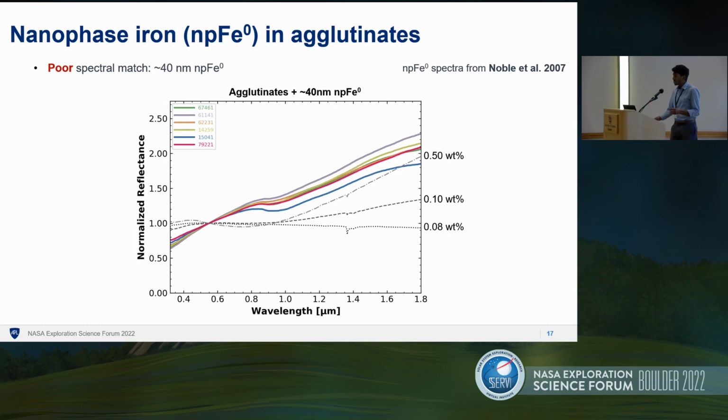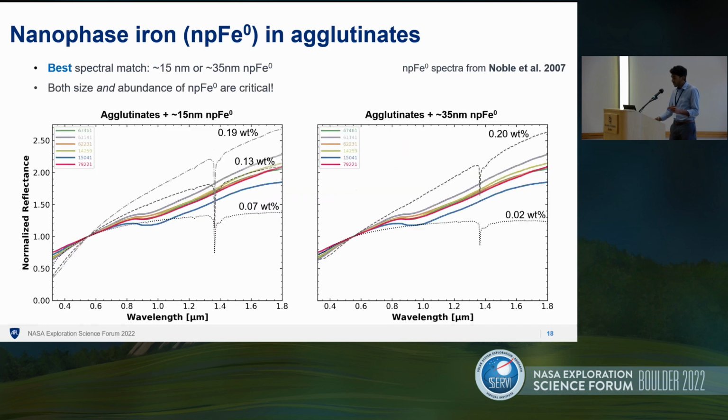But if we look at spectra for smaller nanophase iron particles, so on the left 15 nanometers, on the right 35 nanometers, here we're starting to get a better fit. A caveat here is that this is very dependent on the abundance as well. Like for example, on the right side, neither the 0.02 weight percent or 0.2 weight percent are really good matches, but one might imagine that some intermediate abundance could be a good fit for our agglutinate spectra.